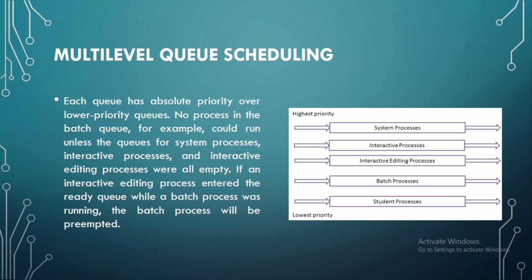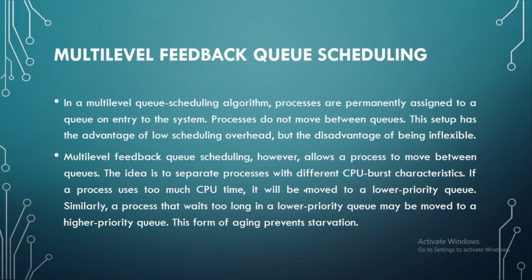No process in the batch queue, for example, could run unless the queues for system processes, interactive processes, and interactive editing processes were all empty. If an interactive editing process entered the ready queue while a batch process was running, then the batch process will be preempted. In a multi-level queue scheduling algorithm, processes are permanently assigned to a queue on entry to the system. Processes do not move between queues. This setup has the advantage of low scheduling overhead but the disadvantage of being inflexible.